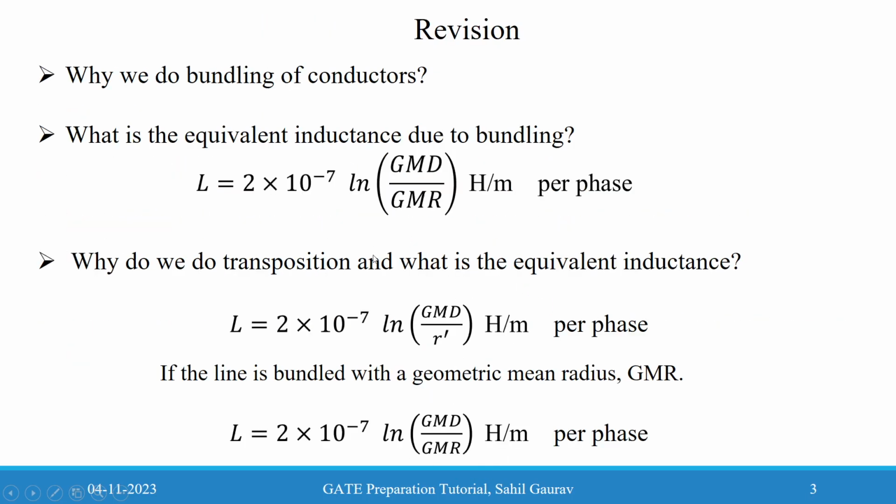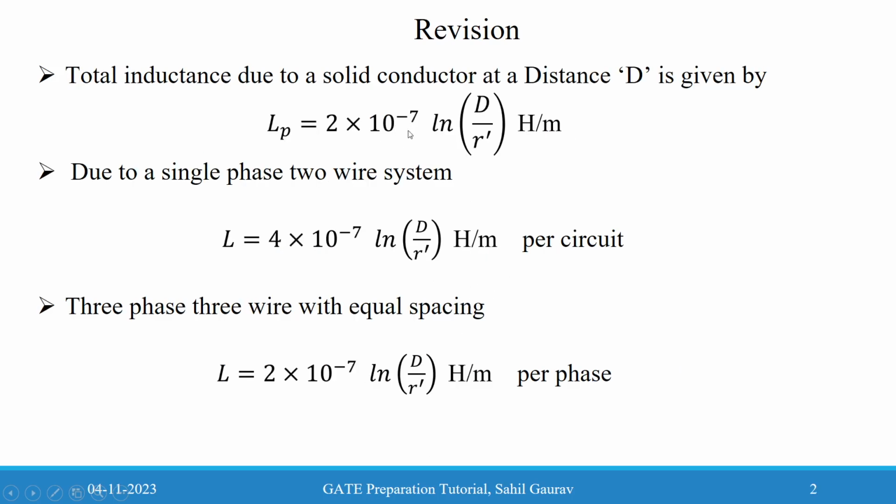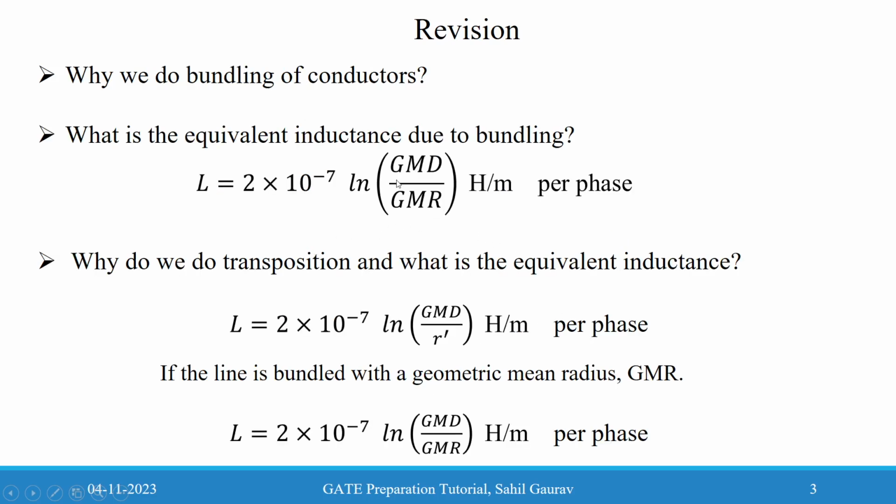So that's all about the last class. We have seen the inductance of a solid conductor, the inductance of a single phase system, the inductance of a three phase 3 wire system with symmetrical or equal spacing, and we have seen bundling of conductors and transposition of conductors, and how we can find the inductance. For those cases also all the expressions are similar. Just keep in mind that all these inductance expressions give the value per phase.